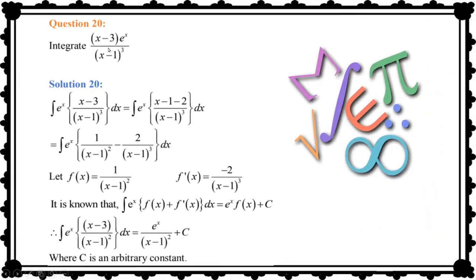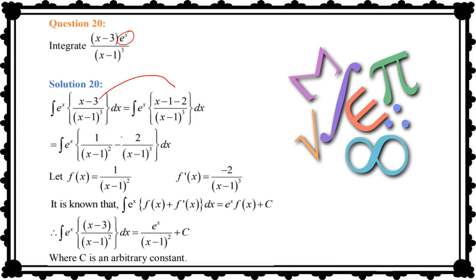Now question number 20, we have to integrate (x minus 3) e power x upon (x minus 1) whole cube. Again we are getting some clue here, students. So let's separate e power x and (x minus 3) upon (x minus 1) whole cube. Now what are we doing? We are splitting 3 as minus 1 minus 2. We are writing this way and then we are separating it, right?